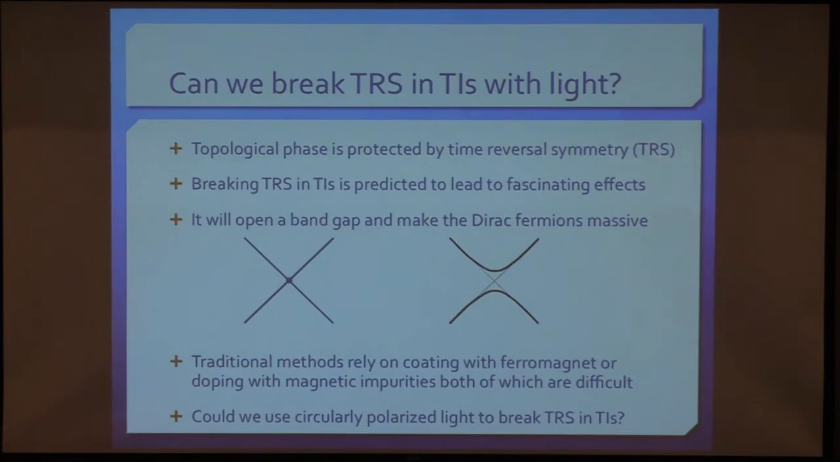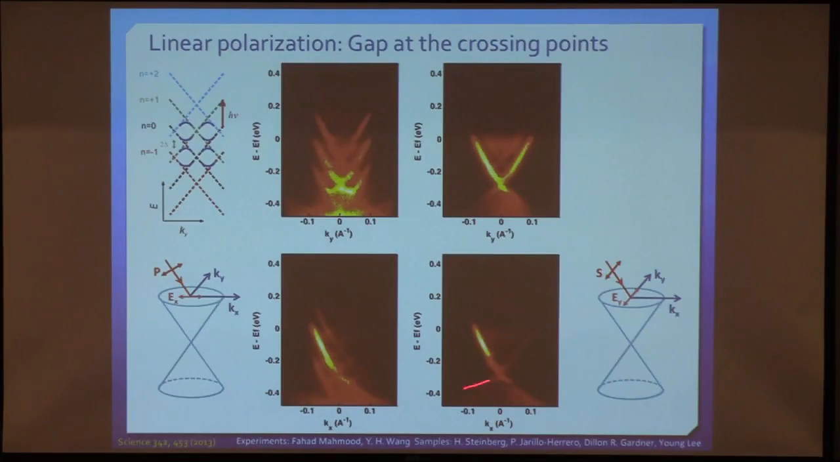Now the question was, could we use light to actually do this? Could we use light to open up a gap at the Dirac point? How? Well, linearly polarized light wouldn't do it. This experiment that I showed you was all linearly polarized. It wouldn't do it because it respects time reversal symmetry, right? What do you need? You need circularly polarized light, which actually breaks time reversal symmetry.